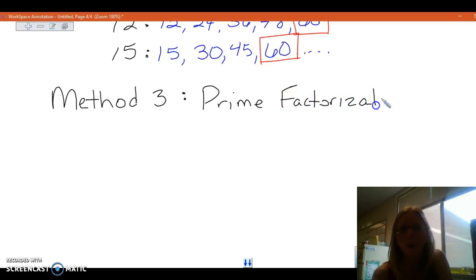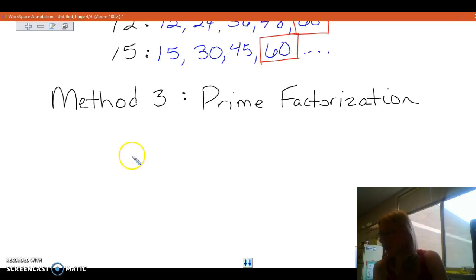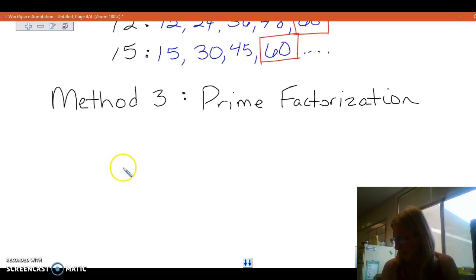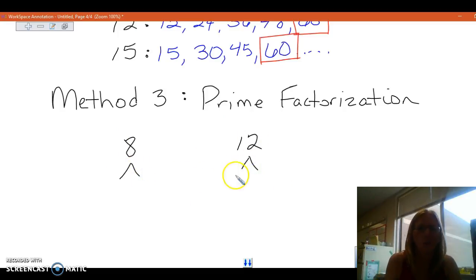Okay, so this is the prime factorization method. Again, I'm going to take two values. Let's do 8 and 12. That sounds good. Okay? Well, we first have to prime factorize both of these. In other words, we're using that factor tree.